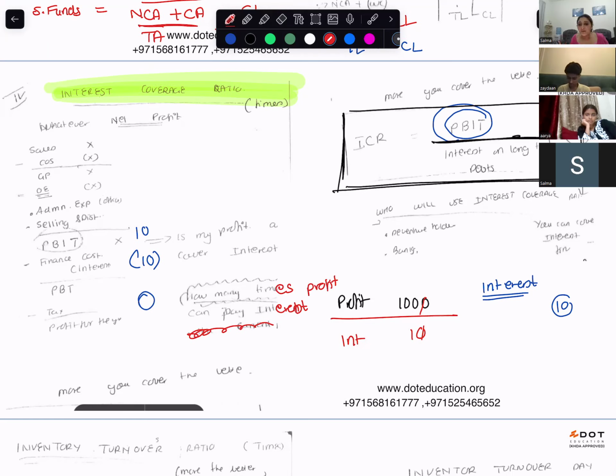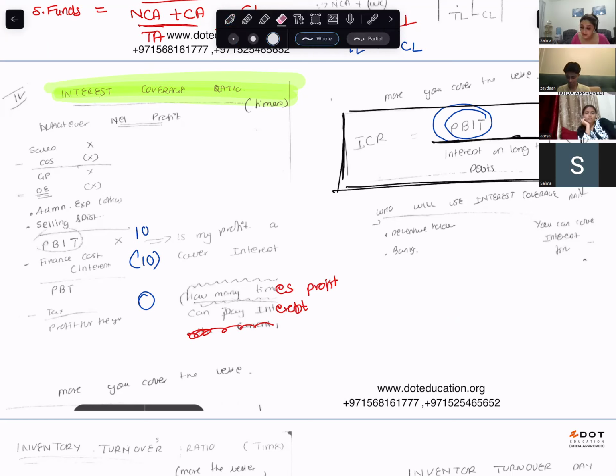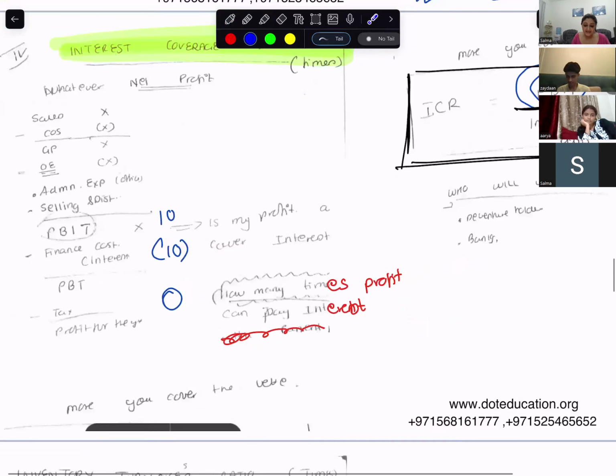But which profit are you talking about? Profit before interest and tax. How do you get that profit? Sales minus cost of sales gives you gross profit. From this gross profit, you will subtract your other expenses. Your other expenses are what? Your administrative expenses, your selling and distribution expenses. You get this profit, which is called your profit before interest and tax.